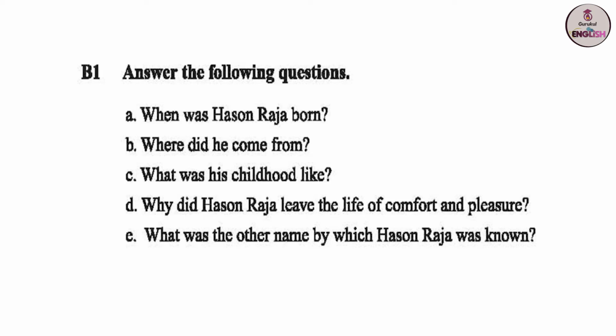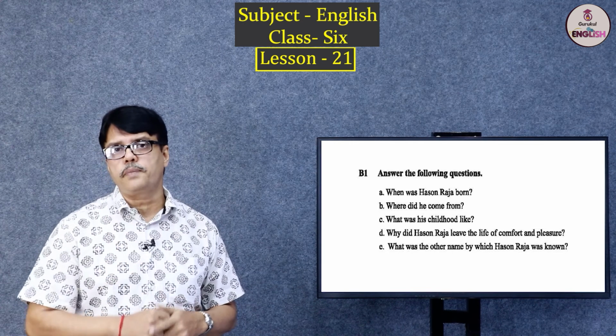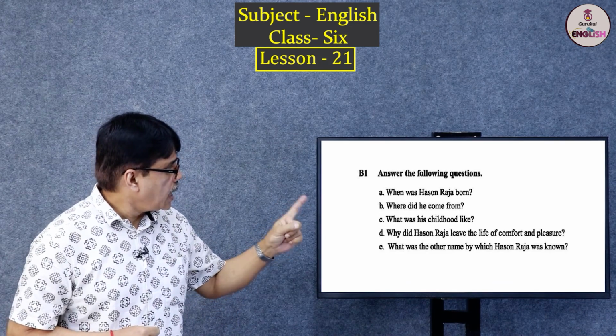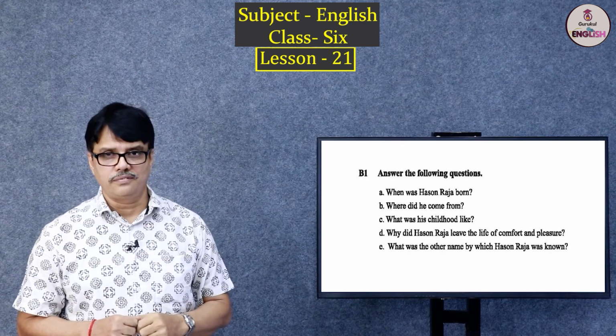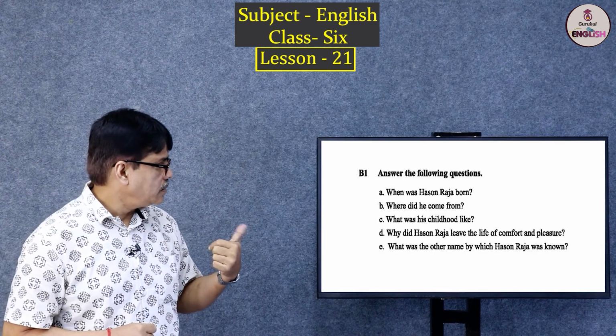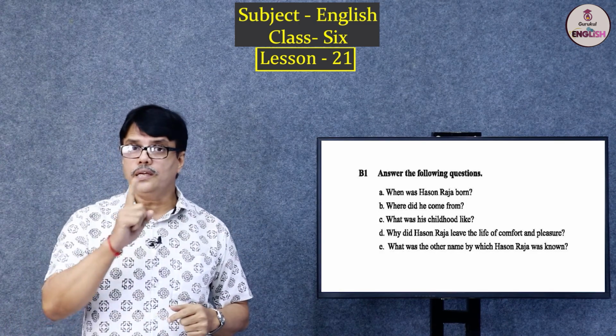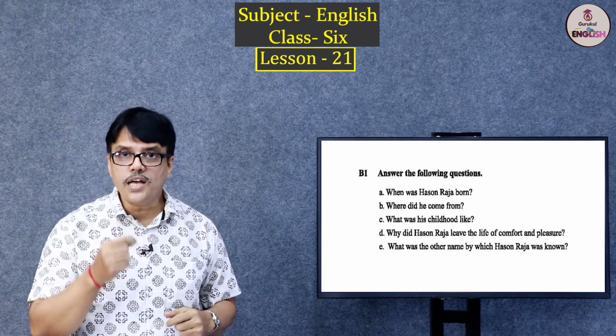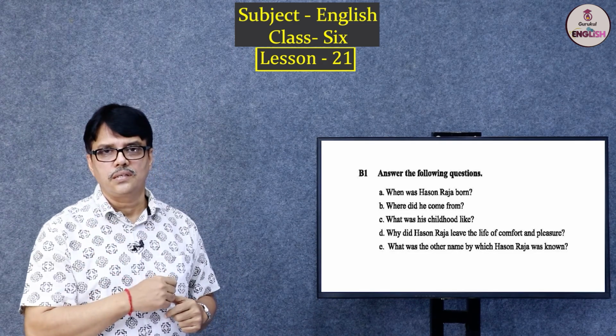First question, you see, when was Hason Raja born? Before writing the answer, you have to think about the question pattern. When was Hason Raja born? You see, there was a linking verb, was. When you write the answer, you must use was.